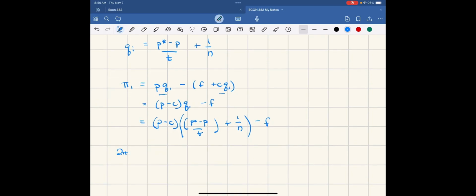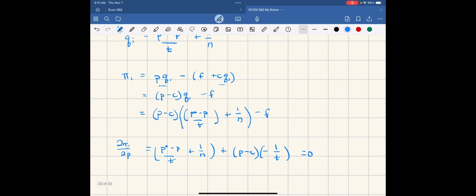Now that I have that, I take the partial derivative with respect to P, and this is going to be the derivative of the first times the second. The derivative of the first is 1, so P star minus P over T plus 1 over n, plus the first, P minus C, times the derivative of the second, which is negative 1 times 1 over T, and we set that equal to 0.